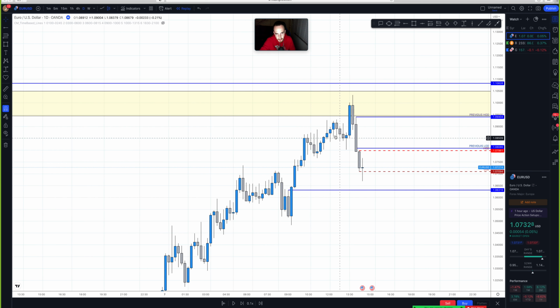Notice on H1, this is our daily demand zone. But on H1, notice this candle right here, this previous contrary candle that gave us this push. This is an area of demand. So we just marked this like that.